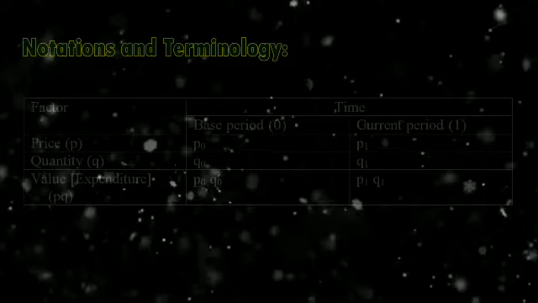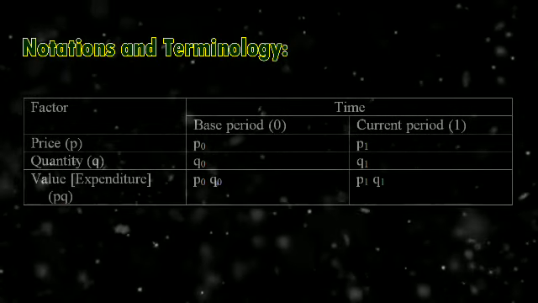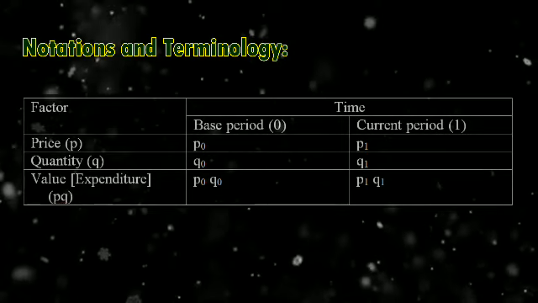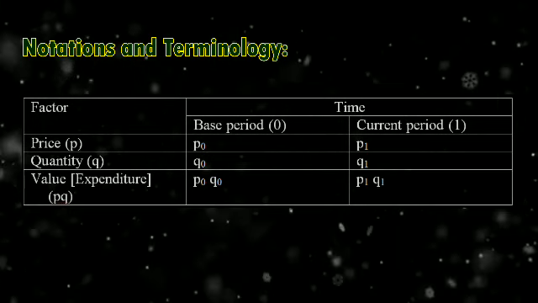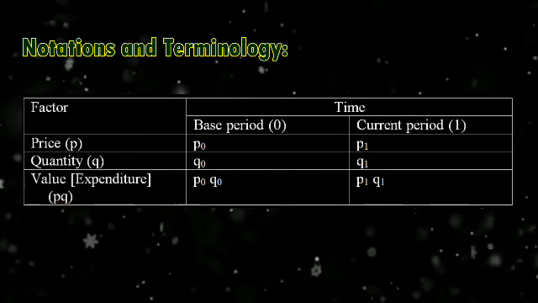Next concept, notations and terminology. Refer to the given table. Here various factors are considered. As you all know, there are three types of index number: price index number, quantity index number and value index number. So, three different factors.